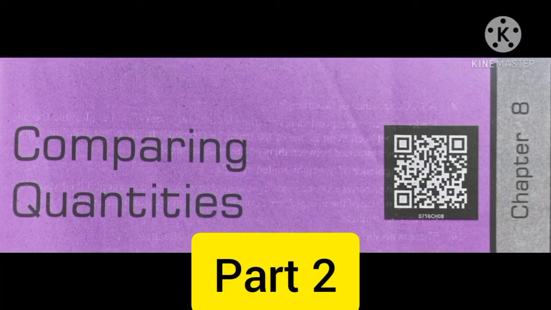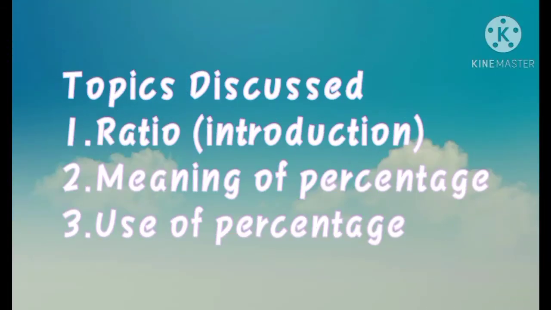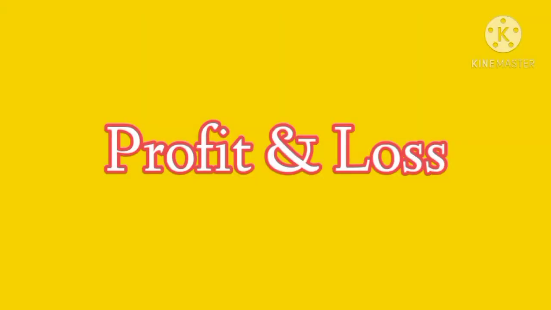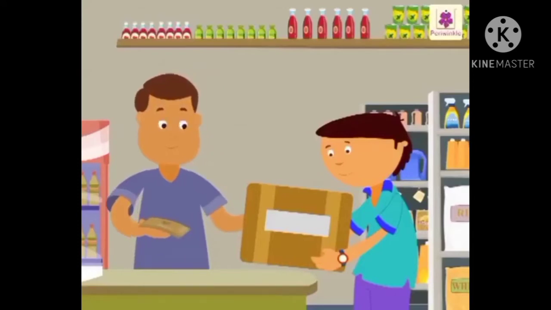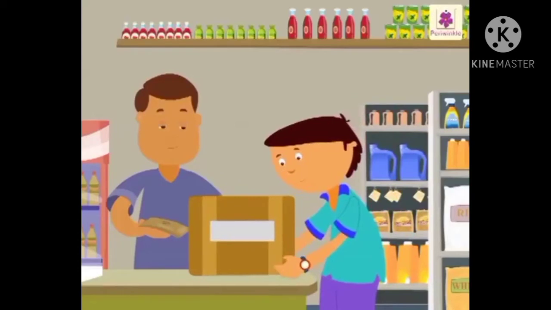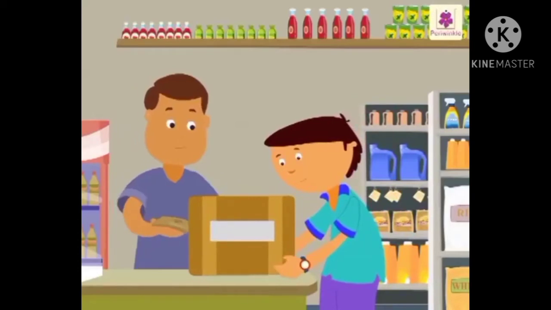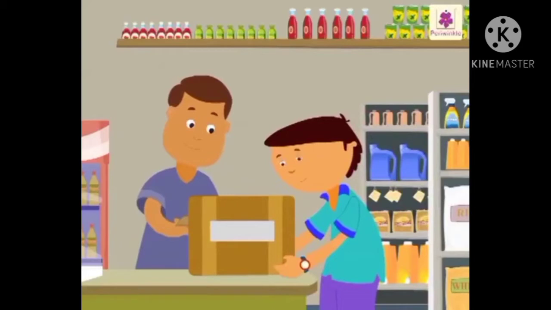Today we are going to study chapter 8, Comparing Quantity. Today we are going to study a new topic, profit and loss. Let me explain that to you through an example of a departmental store. Mr. John runs a departmental store. He buys goods at a lower rate from the wholesaler. Then he sells these goods to customers at a reasonably higher rate.